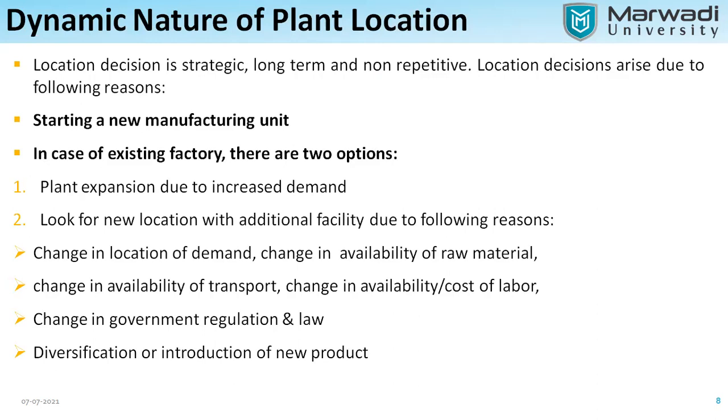That is, change in location of demand, change in availability of raw material, change in availability of transport, change in availability and cost of labor, change in government regulations and laws, and diversification or introduction of new products. These are the points taken into consideration when you have existing factories and two options on how to have a new location with additional factory facilities. So you have to consider these particular points.